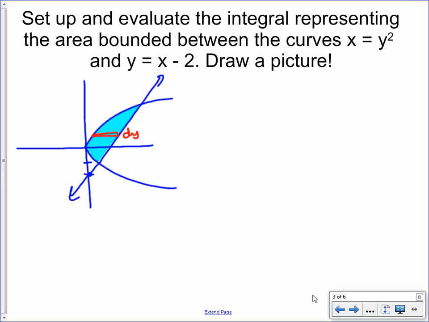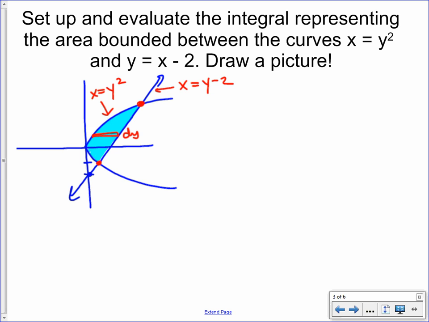Okay? So this is the function. We're going to have to write it as x equals y minus 2. And this is the function x equals y squared. Your functions need to be solved for x so that they can be in terms of y. Now what do we need to know about these? Where they intersect.